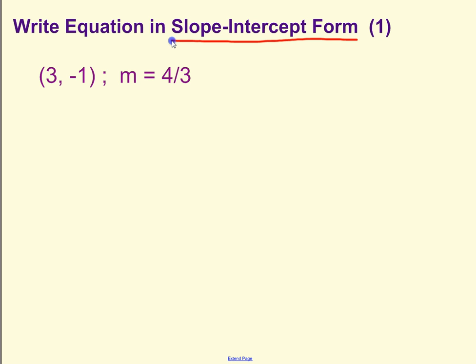Well, if you notice, we have a point on our line. They gave us a point. Here's an x1 and a y1. And then they gave us the slope. So I know the slope, but I don't know the y-intercept. So I can't go straight to slope-intercept form. If you have a point and a slope, we're going to start with point-slope form.